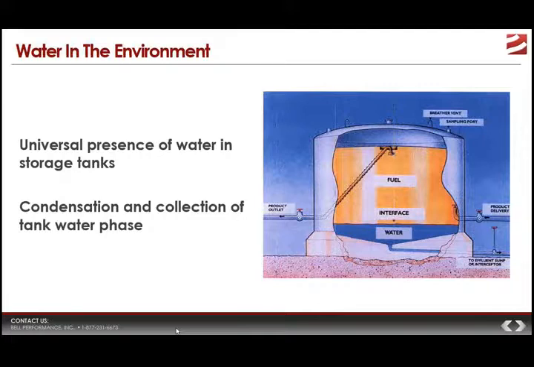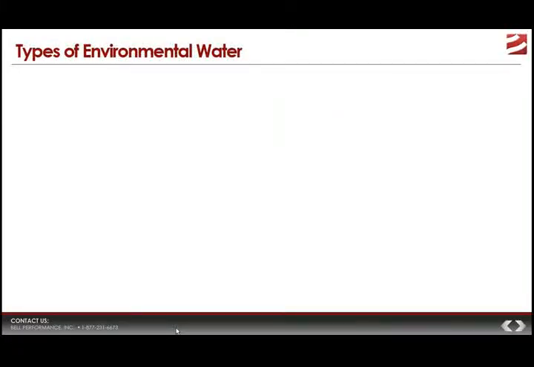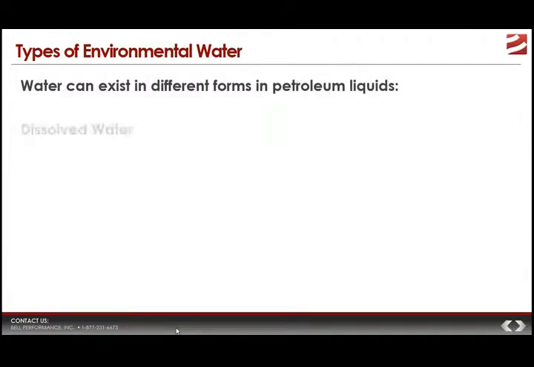Now, you tend to hear water described in three different ways, and what they're referring to is the three types of water typically seen in petroleum liquids. First one is dissolved water. Most petroleum, most fuel has some amount of dissolved water. You can't really see it because that's the nature of what dissolved water is. It's not easy to spot because it's dissolved.